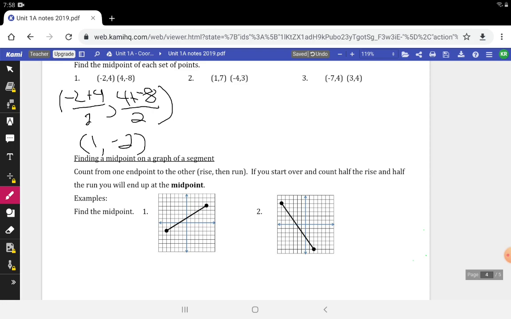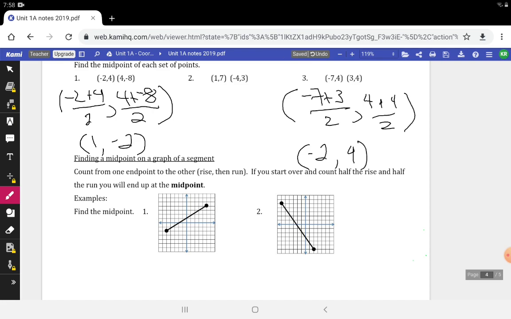All right, we can repeat the process again. Let's do it one more time with example 3. So again, average the x values. -7 plus 3 over 2. Average the y values, 4 plus 4 over 2. And then we'll do some arithmetic. -7 plus 3 is -4. -4 divided by 2 is -2. 4 plus 4 is 8. 8 divided by 2 is 4.